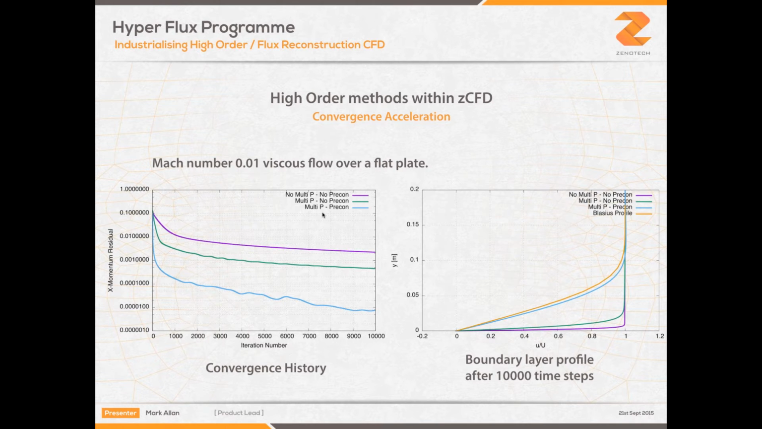What this actually results in, looking at the boundary layer profiles on the right-hand side, the purple curve where we don't have any convergence acceleration, we can see that there's very little development of the flow. And then if we start to apply the convergence acceleration techniques, we can see that with polynomial multigrid and low Mach number preconditioning, within these 10,000 time steps, we've almost converged the solution.